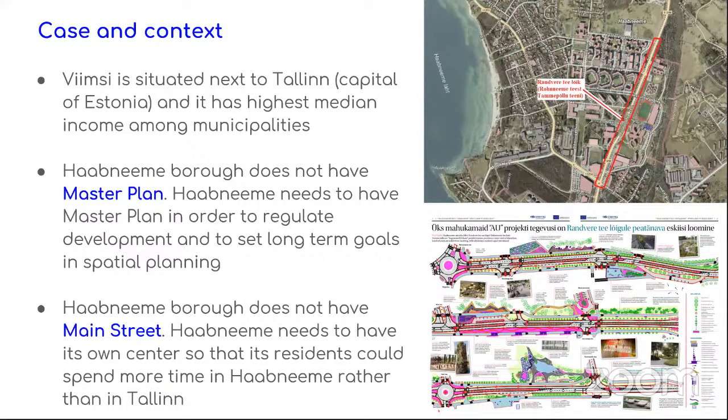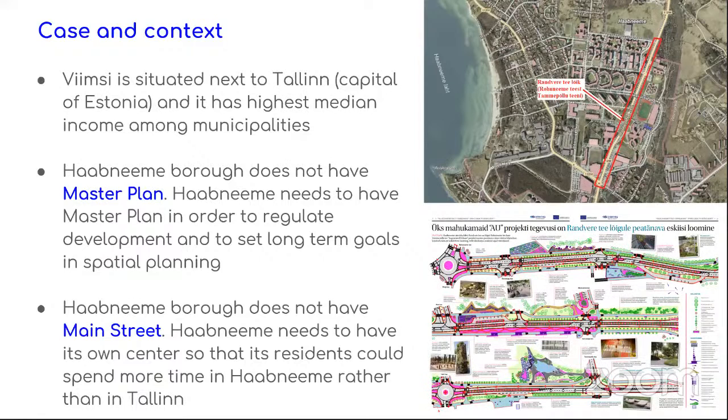Another aspect was that Haabneeme Borough does not have a main street. Haabneeme needs to have its own center so that its residents could spend more time in Haabneeme rather than in capital Tallinn. The problem here is that there is little in Haabneeme to bring people to spend their free time. Basically, there is no human-friendly space where people would like to be.